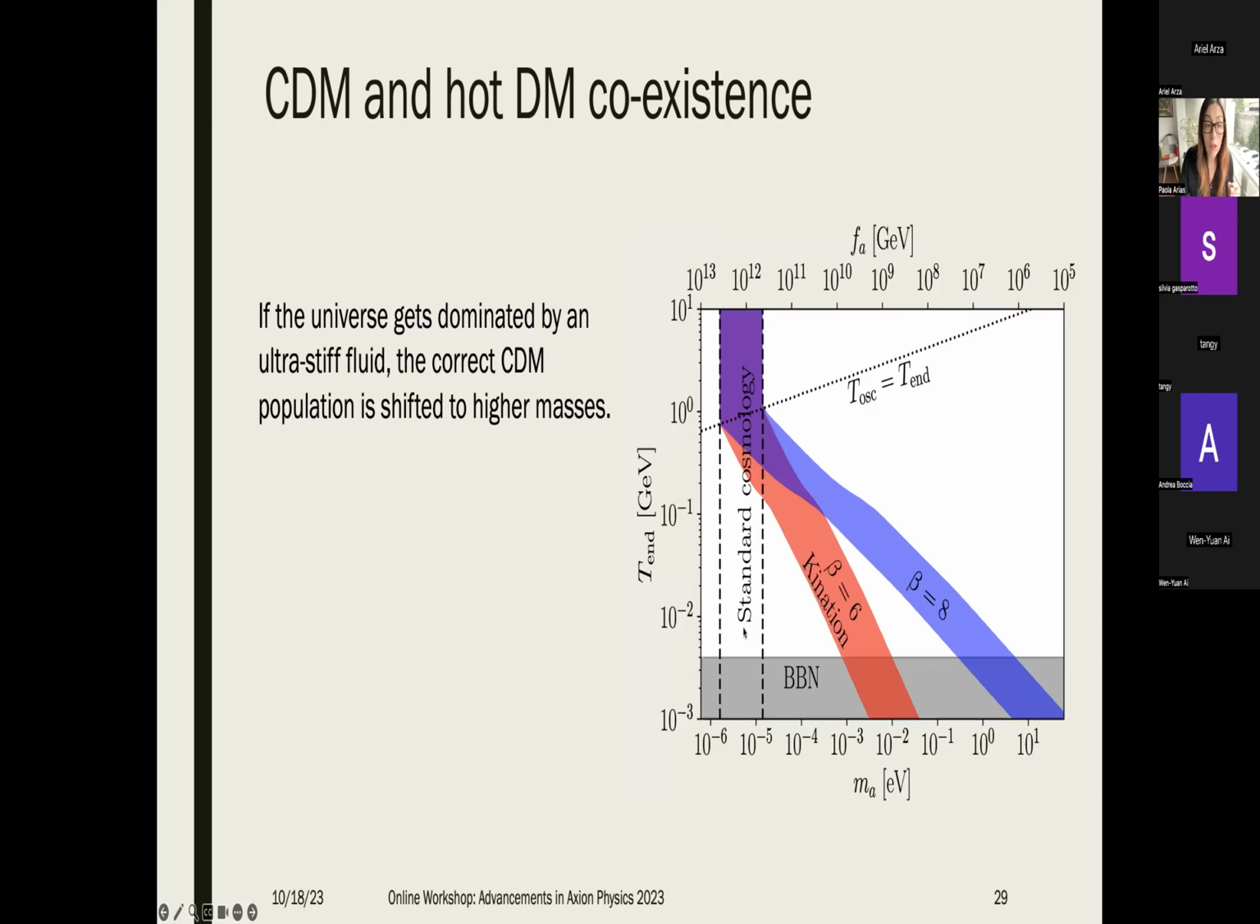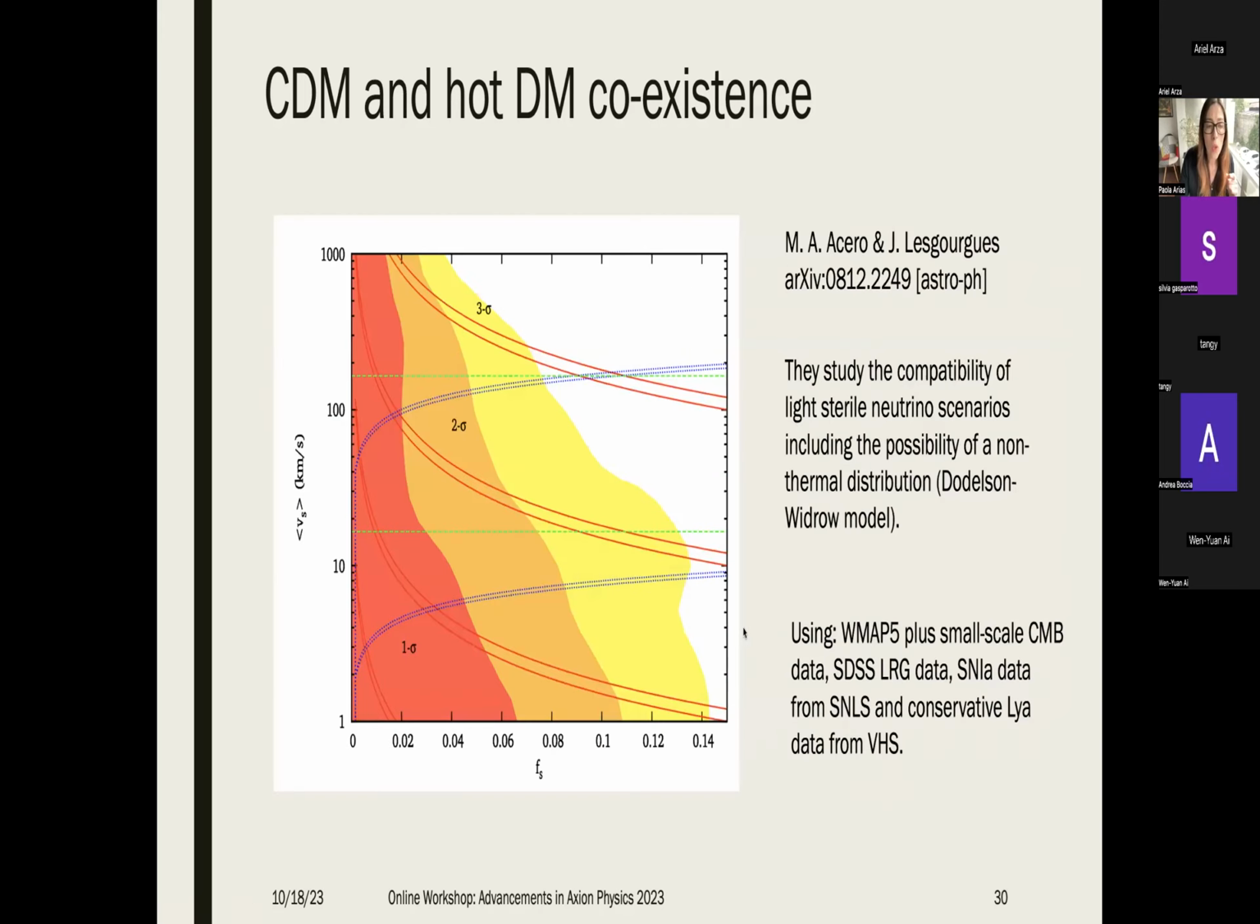So really briefly, because I'm running out of time, what we did was take the data from this paper, which actually looks for light sterile neutrinos. In order to make an educated guess, we mimic an axion as a light non-thermal population. They used data from 2008, so this is what they had available back then. From this, we produce this plot, which is the end versus MA.